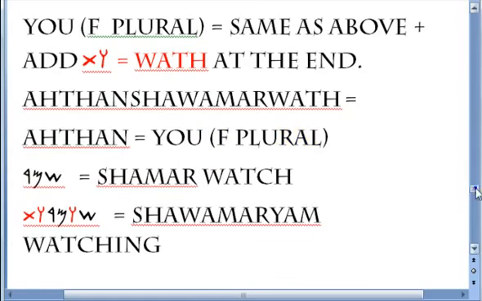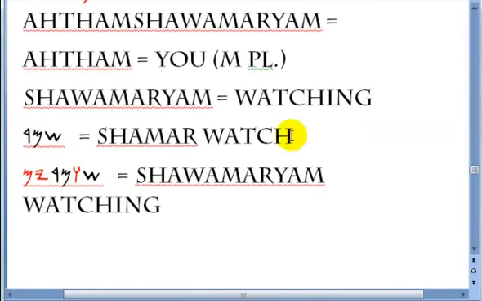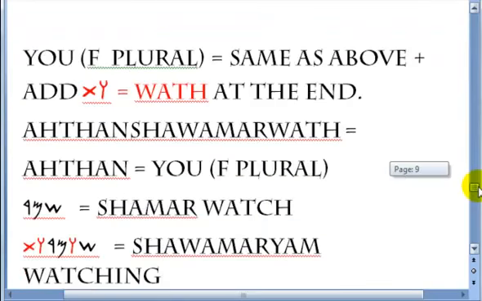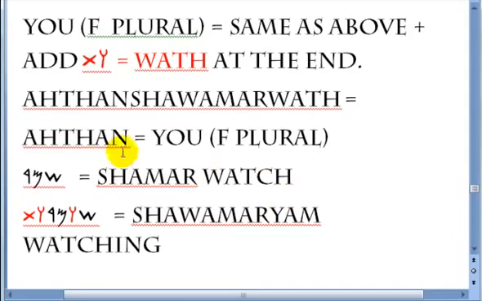Atun is you, feminine plural. Remember the masculine had a ma at the end, atem. The feminine or the female has a na at the end, atun. All right, atun shawamarwath. Atun is you, feminine plural. As you see here, shamar is watch.